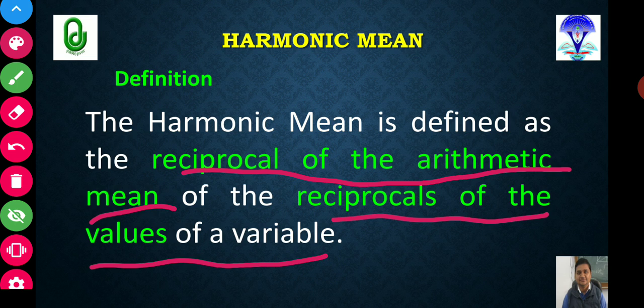This definition is a bit complicated, but if you divide it into two parts, it is easy. In harmonic mean you have to take the reciprocal two times. The first is the reciprocal of the values, and the second is the reciprocal of the arithmetic mean. So you find the reciprocal of all the values of a series and find the mean of those reciprocals. After finding the mean, you take the reciprocal of that mean. We will see it in an easy way by example.